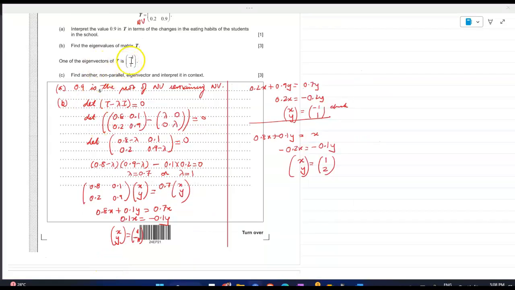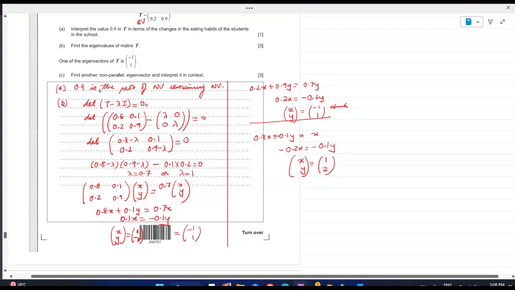So this is given to you, minus 1, 1. This is what they are calling minus 1, 1. That is given to you. Find another non-parallel eigenvector. Wait, no, it's 1, 2. Find another non-parallel eigenvector and interpret it in context. So 1, 2. What does it mean in context?